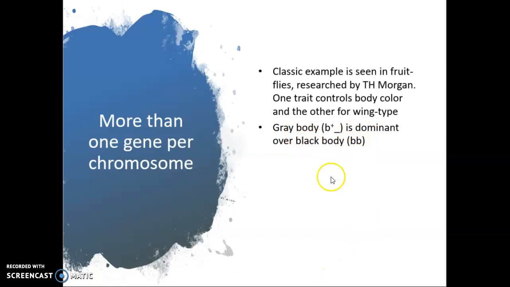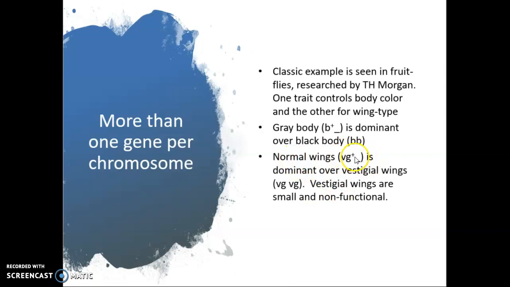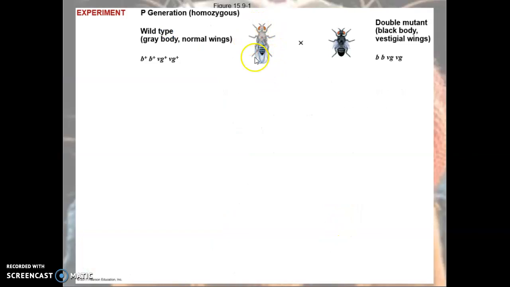The next trait was normal wings, which is VG plus, dominant over vestigial wings. What vestigial means is that they don't work. They're just crappy little curly wings. So here's what he did. He took a fruit fly that was gray bodied with normal wings. He had done many, many crosses, and he knew he had a purebred, B plus, B plus and VG plus, VG plus. So gray body, homozygous dominant, and normal wings, homozygous dominant.